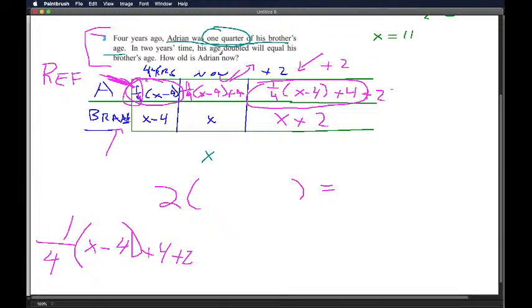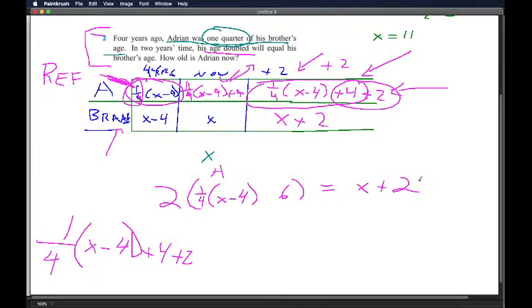So let's go back. His age doubled, so this is Adrian's age. And we know Adrian's age doubled. So in 2 years' time, that's this thing here. So that's his age in 2 years' time, which will double. If you don't mind, I'm going to add 4 plus 2 is 6. And I'm going to put 1/4 times x minus 4 here. And that's equal to his brother's age, x plus 2, which is the easy one.